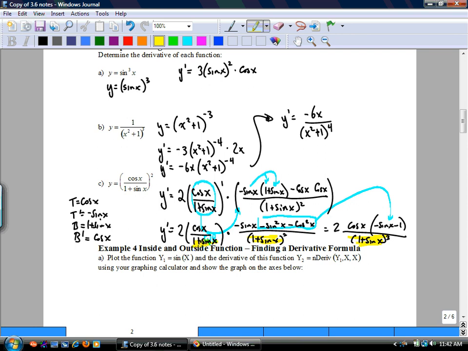Do you want to use the product rule, or would you rather use the chain rule? Chain rule is faster.